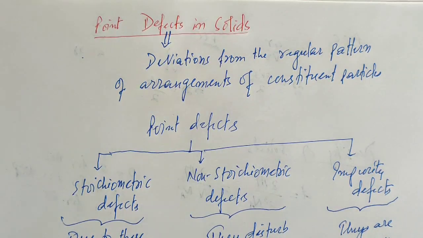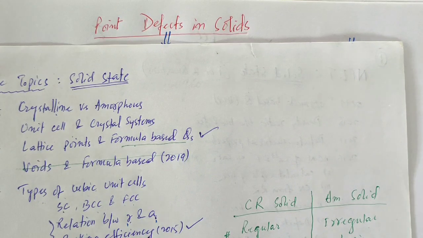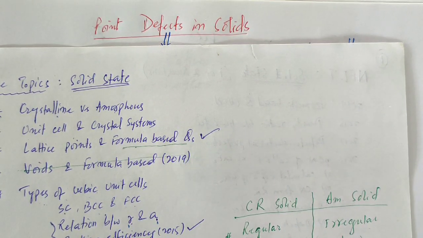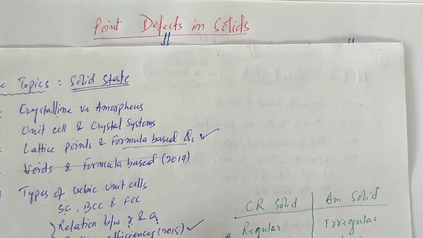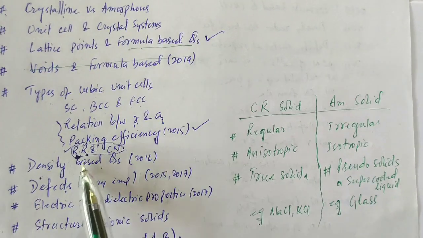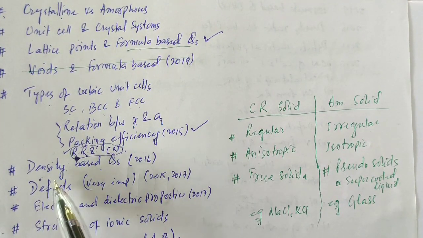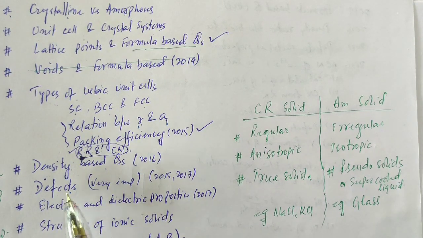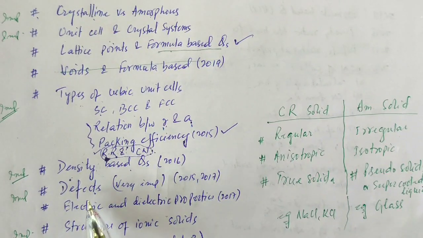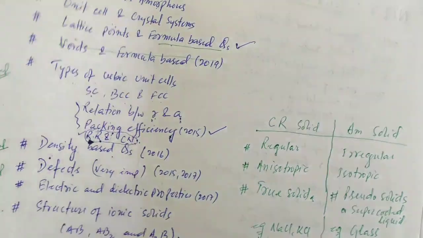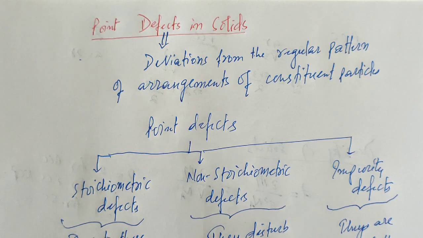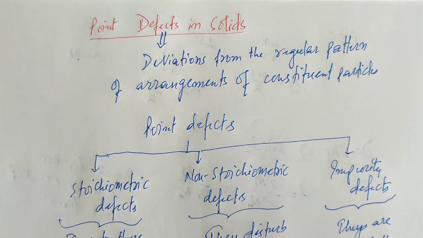In earlier videos I have covered some topics: crystalline and amorphous solids, unit cells and crystal systems, lattice points, the types of cubic unit cells, packing efficiency, and the relation between radius and the edge length a. We also covered the relation between the radius ratio and the coordination number, along with some numericals on density. Now we are going to discuss defects, which is very important for the NEET exam. I have written a few things to save some time.